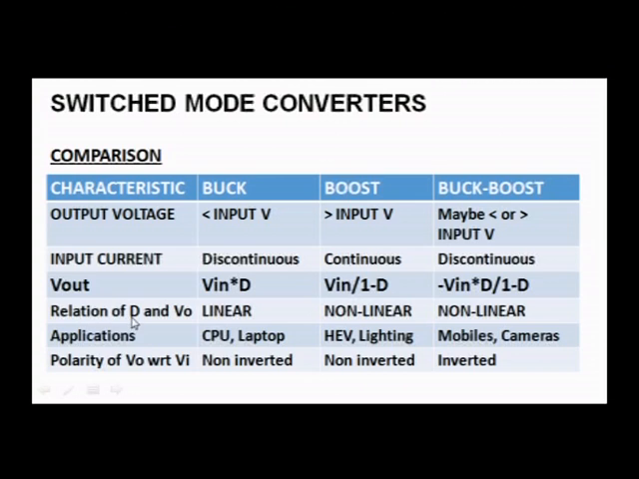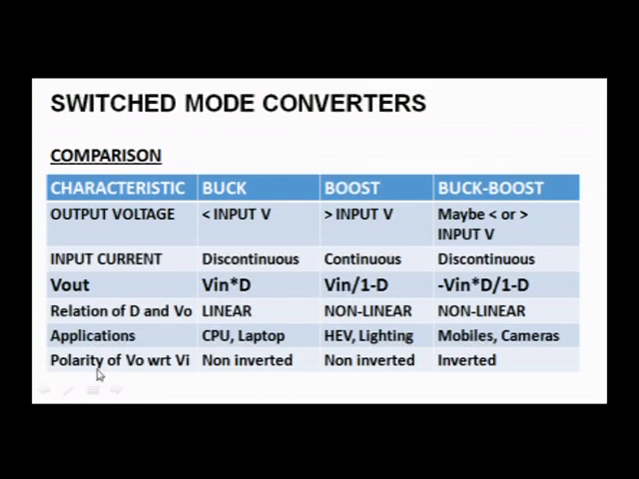Then what is the relationship between duty cycle and the output voltage? Only in the buck converter, you could make out Vout is directly proportional to D. So, that is why it has a linear relationship, okay. So, the relation between the duty cycle and Vo in a buck converter will always be linear. So, you will have a straight line graph, whereas in boost and buck boost it is non-linear. There is no linear relationship between D and Vo, okay. There is some other equation involved, so that is why it is non-linear, okay.